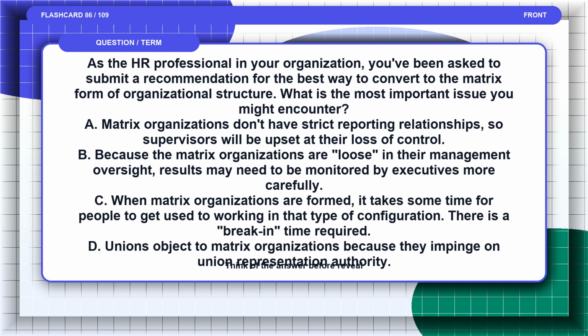Flashcard 86. As the HR professional in your organization, you've been asked to submit a recommendation for the best way to convert to the matrix form of organizational structure. What is the most important issue you might encounter? Matrix organizations don't have strict reporting relationships, so supervisors will be upset at their loss of control. Because the matrix organizations are loose in their management oversight, results may need to be monitored by executives more carefully.